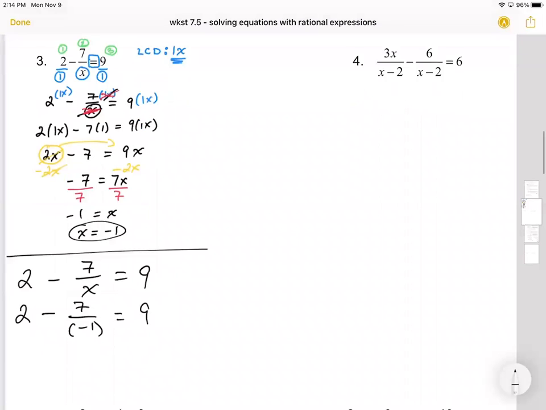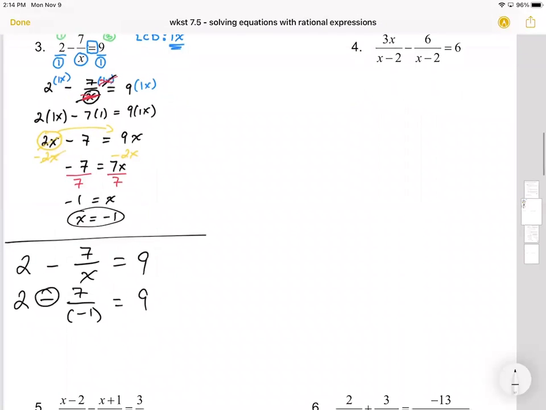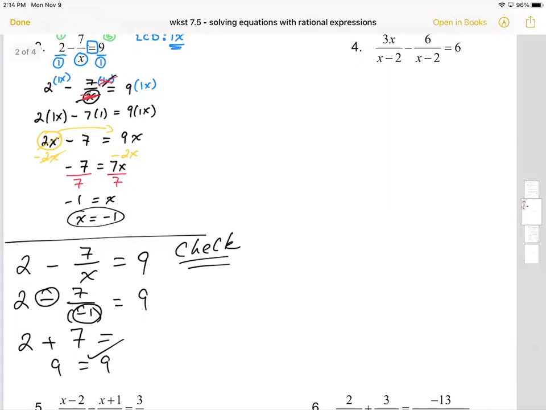Do you agree that a negative and a -1 will give me a positive? And in this case, 2 plus 7 equal to 9, which is my answer. As you can see, you can solve and then you can check your answer. If you want to check your answer, you just plug in your answer. Okay, so that's what we have in terms of number 3 on this item here.